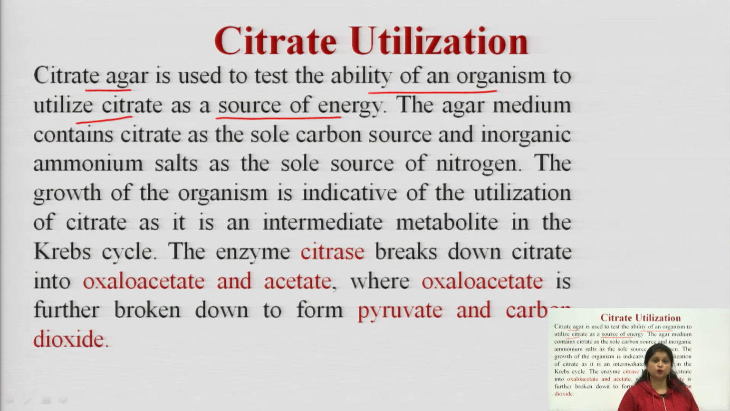As the bacteria grow, they will release an enzyme known as citrase. The enzyme released by the bacteria, citrase, will break down the citrate into oxaloacetic acid and acetates. When oxaloacetic acid, or oxaloacetate, is released, it will further be metabolized with the help of enzymes into pyruvate and carbon dioxide, meaning they will release pyruvate and carbon dioxide at the end.